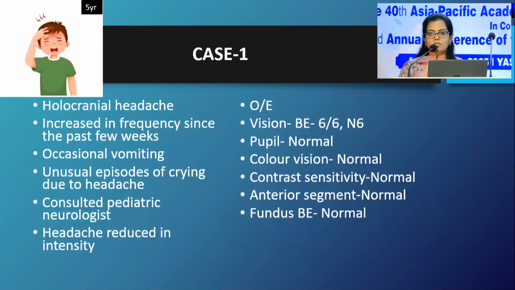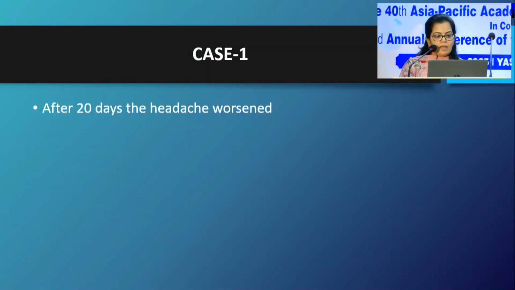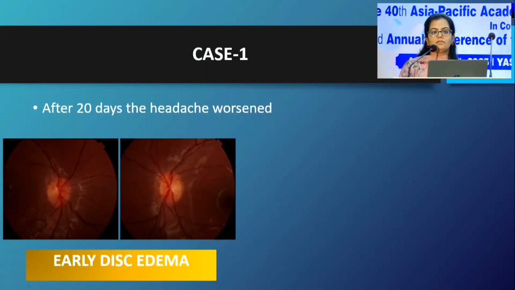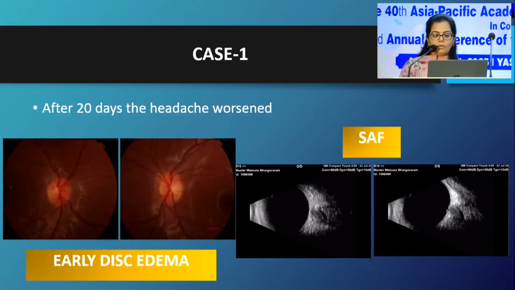So when he presented to us, the visual acuity was 6/6 in both eyes, and pupils, color, contrast, anterior segment and fundus were normal. After 20 days, the child's headache worsened again, and at this visit he presented with early disc edema. And you can note here there is presence of subarachnoid fluid on B scan.